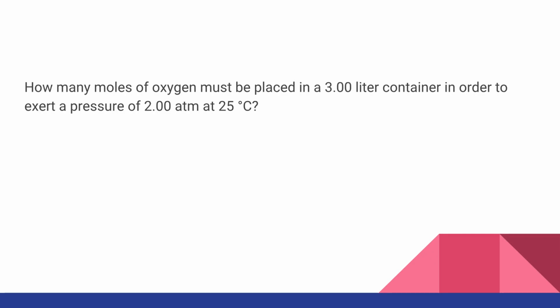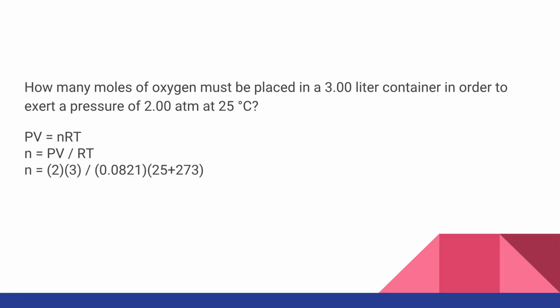So how many moles of oxygen must be placed in a 3-liter container in order to exert a pressure of 2 atm at 25 degrees Celsius? So again, we use the ideal gas law, PV equals nRT, and we can rearrange this to have n equal PV divided by RT. And here we just plug in the given variables.